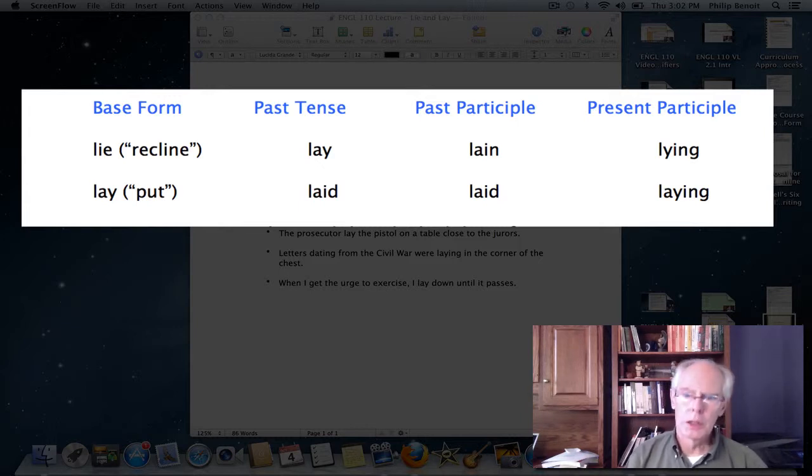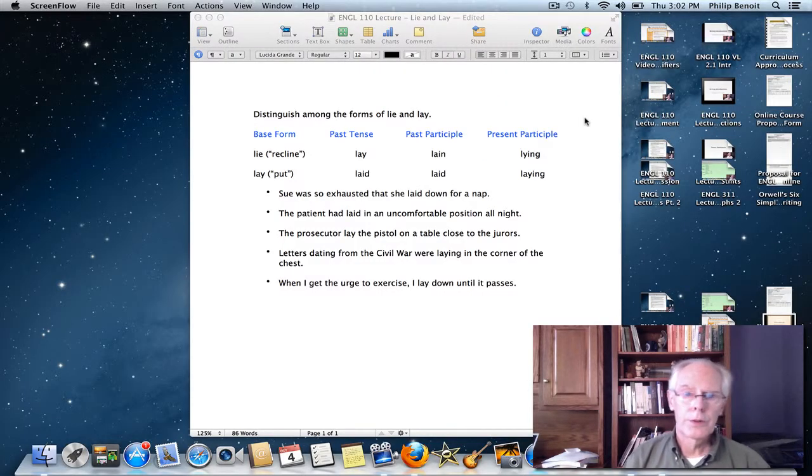But we get them wrong very often because we interchange them. We can see right off, if we look at that chart a little bit, that the confusion makes sense because the past tense of lie is lay, but that's also the base form of the word we use meaning to put. So we get confused about it. It's not that hard to unravel, though, if we keep the rules in mind.